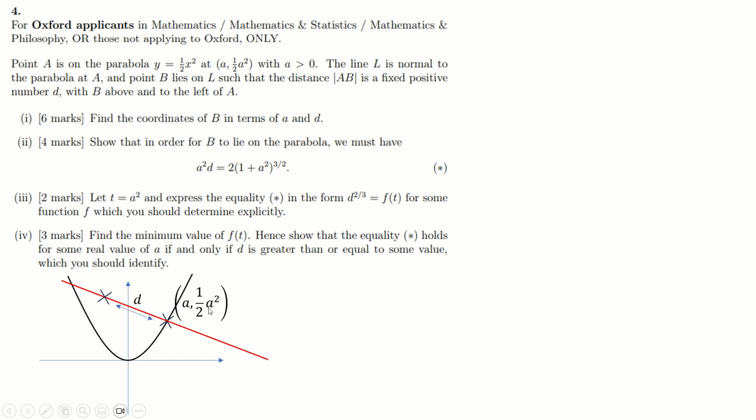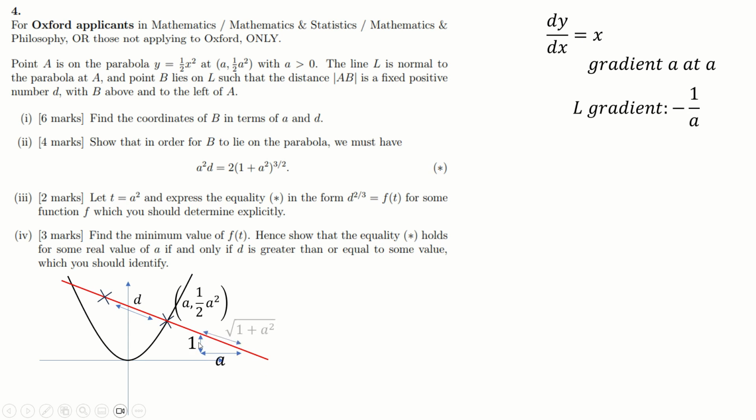Okay, a few things to do here. First, I differentiated a half x squared to just get x, and I put in the value of a to find the gradient of the parabola. The gradient of the parabola is just a at A, which means the gradient of the line is minus 1 over a, because of course it's the negative reciprocal, because it's normal, it's 90 degrees. Okay, so this gradient is minus 1 over a, which means we could make a little triangle of a across and 1 up in this direction, which means this distance across in this little triangle would be root 1 plus a squared by Pythagoras.